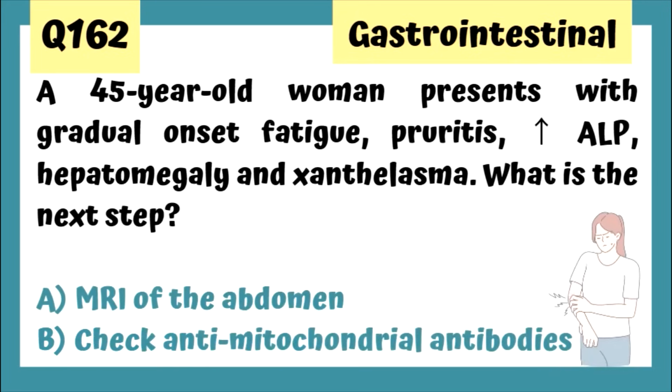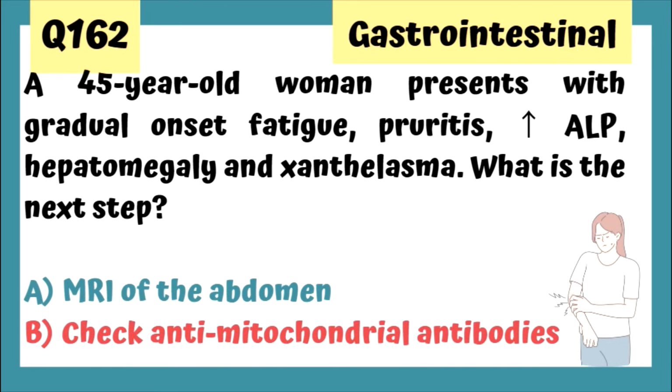Question 162, a 45-year-old woman presents with gradual onset fatigue, pruritus, elevated ALP, hepatomegaly, and xanthelasma. What is the next step? So what are we doing over here? We want to, of course, check the antimitochondrial antibodies because this is a classic presentation of primary biliary cholangitis.